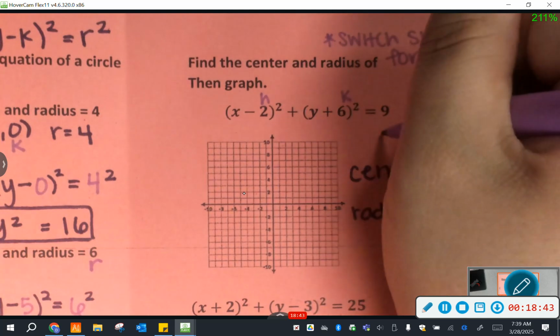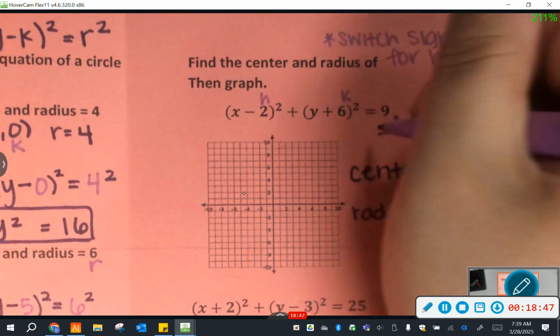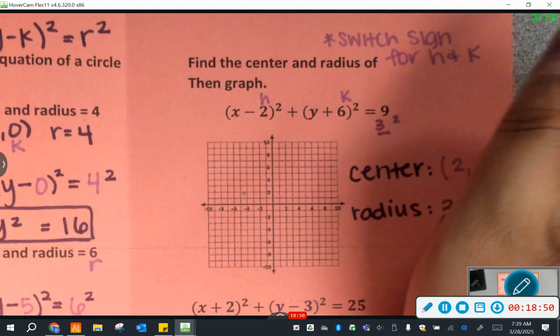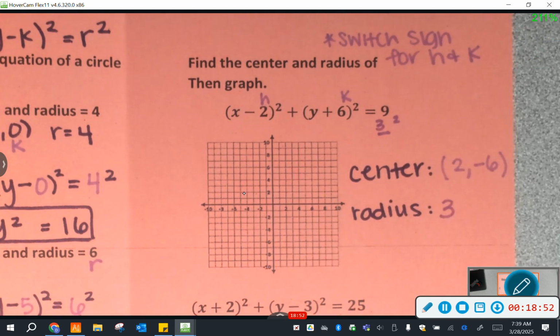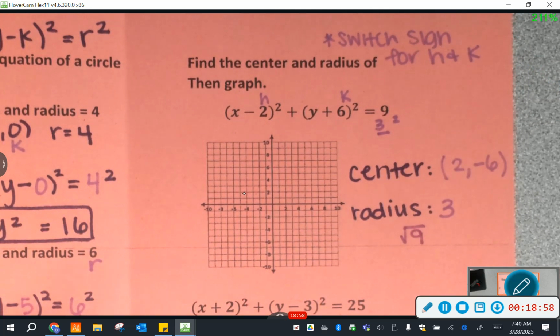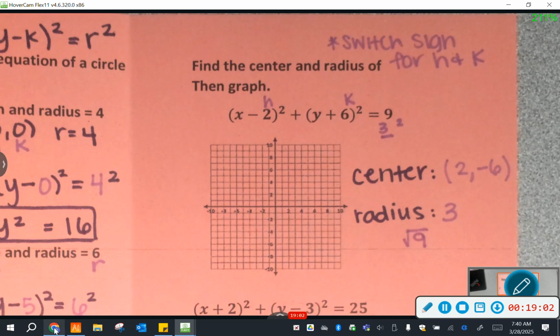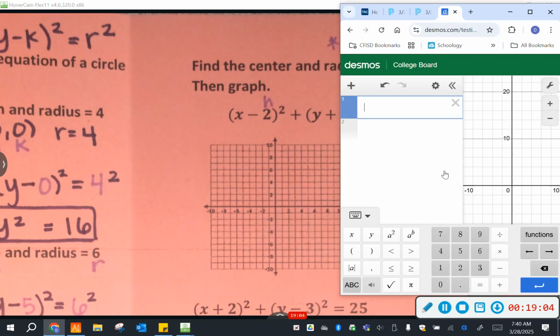So what squared gives me 9? 3 squared. So my radius is 3. You are always going to square root it. So if you're not sure, you just square root 9. Square root the number that it equals. And if you don't know what the square root is, put it in Desmos. What is the square root of 9? 3.